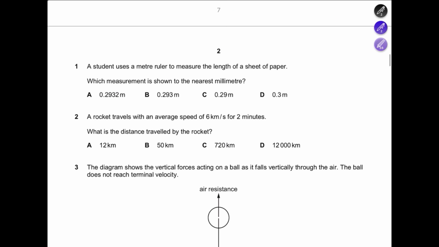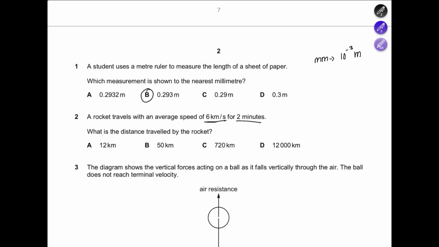So first, a student uses a meter rule to measure the length of a sheet of paper. Which measurement is shown to the nearest millimeter? Okay, so remember 1 millimeter is 10 times 10 power negative 3 meters. So since we have 3, we need to have 3 numbers after the decimal place. So this is going to be 0.293 because we have 3 numbers. The answer is B.